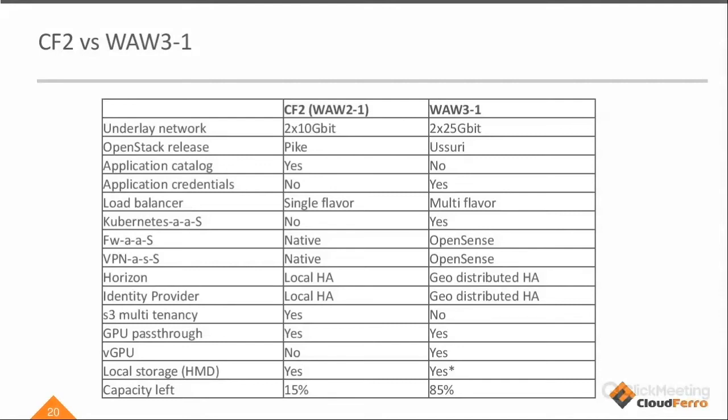There is an application credentials feature available in WAW3-1 that was missing in CF2. This is basically a tool that lets you generate a token for an application that will use this token to authenticate to the cloud. It has some uses in some deployments. And WAW3-1 has the new load balancers, and those are multi-flavored. I think there are three flavors, and each one of those flavors is single tenant with high availability.